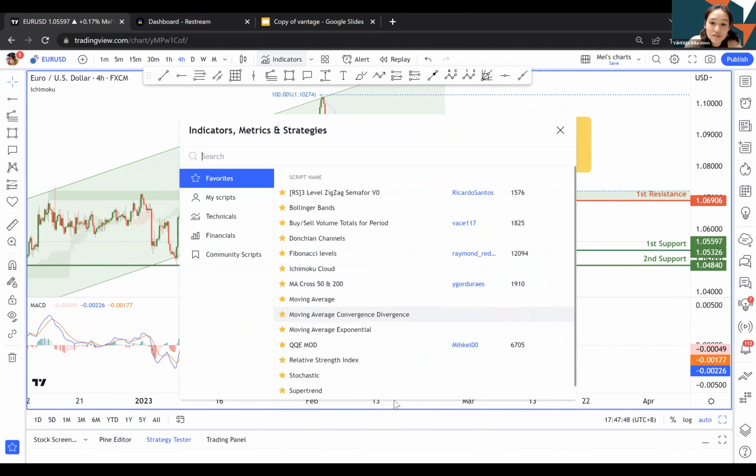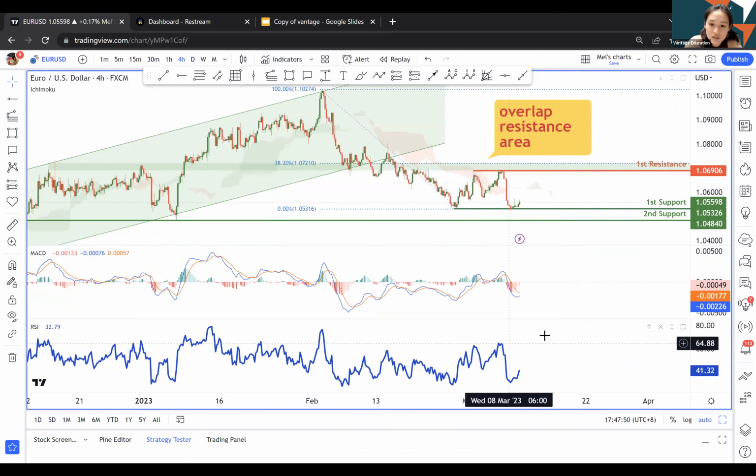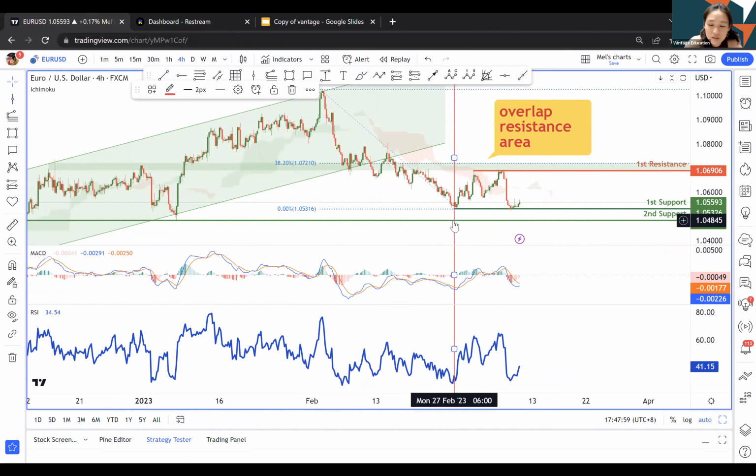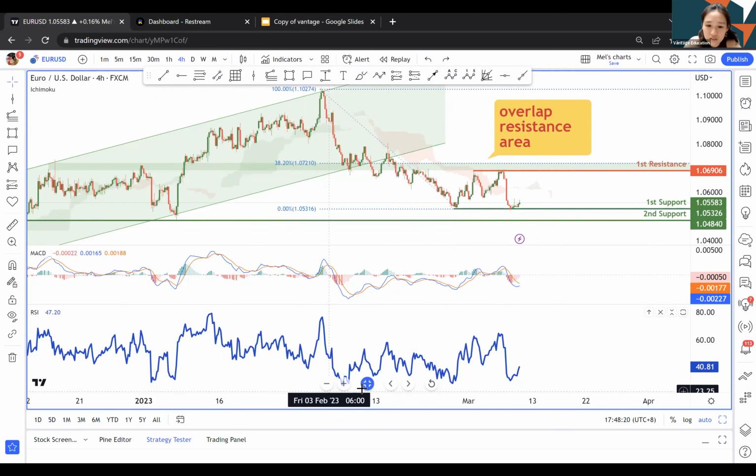Okay, now if we take a look at RSI, okay, RSI isn't really telling us much. So we can remove that.